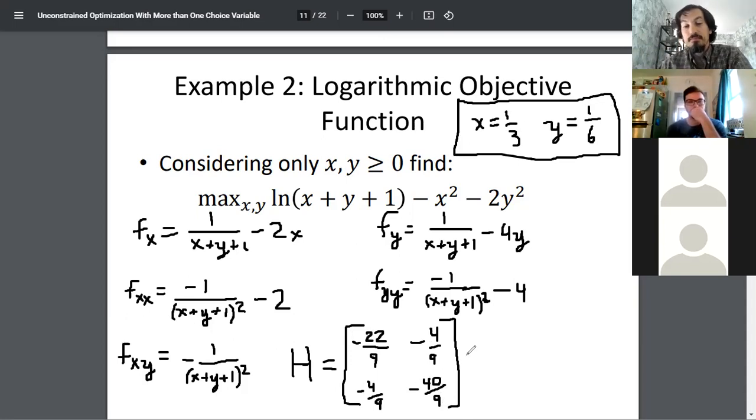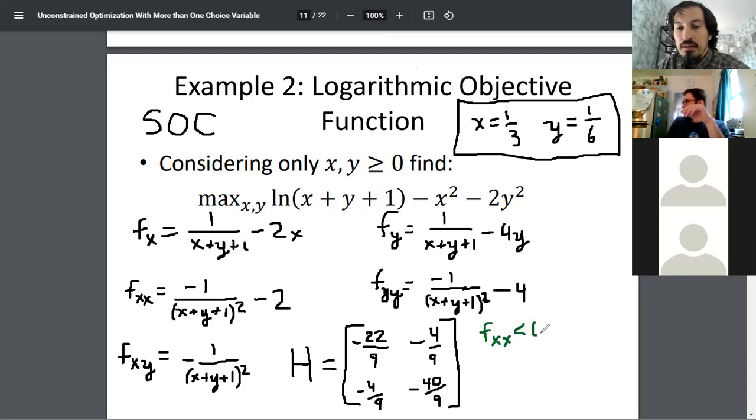I think it's right. So what are we doing now? We're trying to confirm that this is indeed the maximum by checking the second order conditions for maximization. Well, the first one is that this top left term is negative, which is, I'm going to make a green check. No, let's see this. No, this term here, fxx, should be negative, and that's good. Okay, now we need the determinant of the Hessian to be positive.